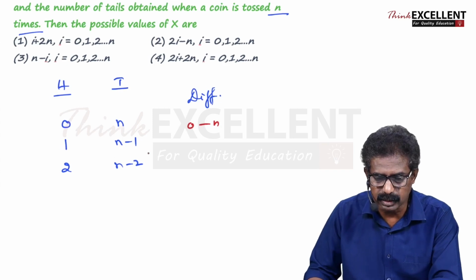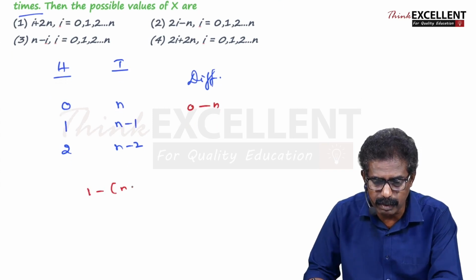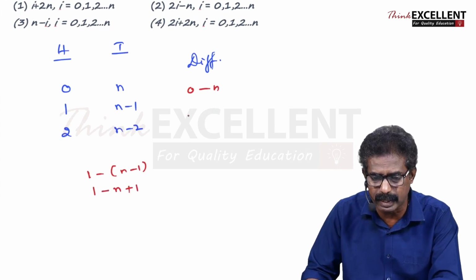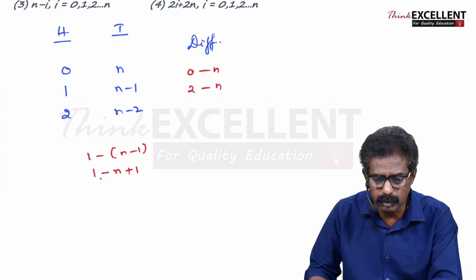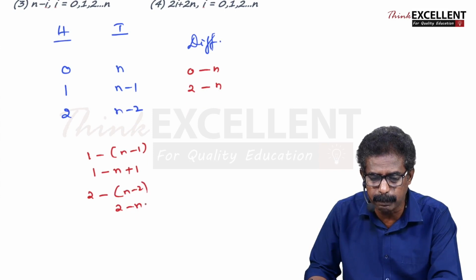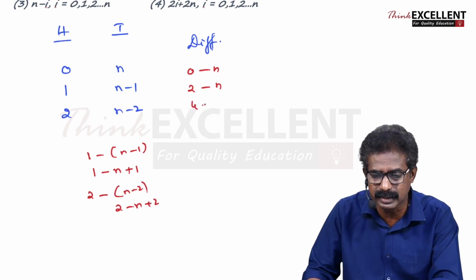Here the difference means 1 minus (n minus 1). That is 1 minus n plus 1, that is 1 plus 1, 2. So 2 minus n. Next one, 2 minus (n minus 2). That is 2 minus n plus 2, 2 plus 2, 4. So 4 minus n.